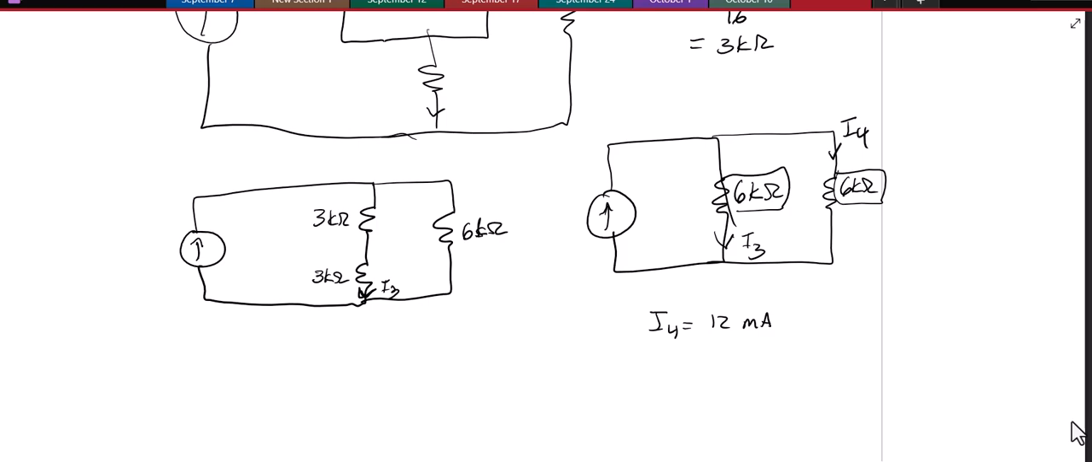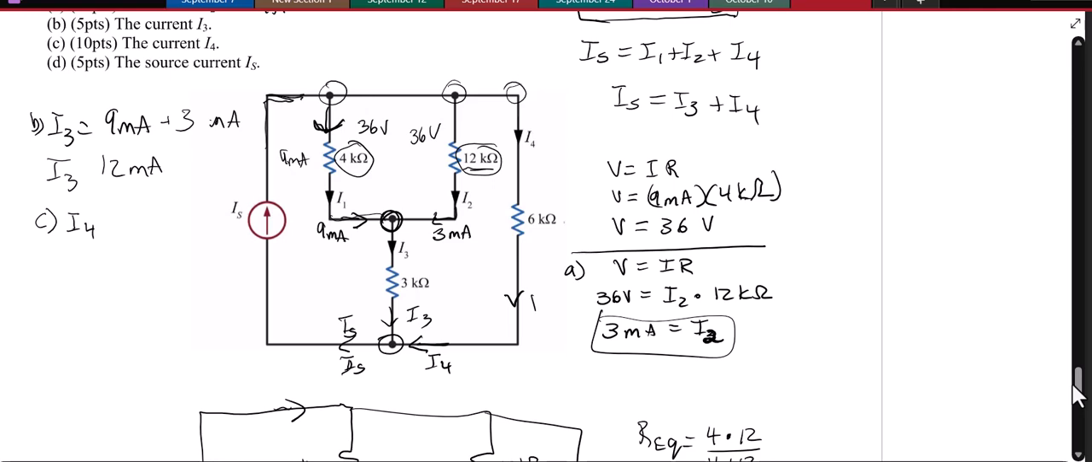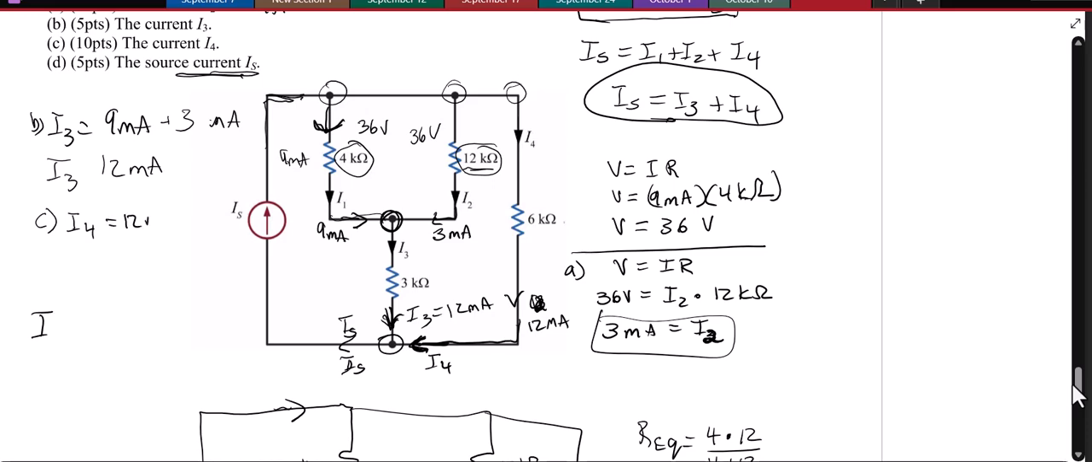Okay, so now we know that. So we have 12 milliamps here. And I3 was 12 milliamps. So I have 12 milliamps coming into the node from this direction, 12 milliamps coming into the node from this direction. Part D asks for the source current. Well, the source current is I3 plus I4. IS is I3 plus I4, or IS is 24 milliamps.